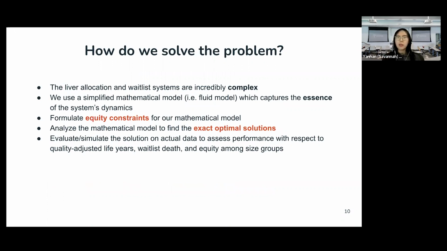Think about all the patient health condition changes dynamically over time. So we use a simplified math model, namely the fluid model, that captures the first order and the essence of the system's dynamics. And we formulate equity constraints for the problem to enforce equity expectations. And we analyze the model to find the exact optimal solution, from a problem which was traditionally believed to be intractable. And then we evaluate the solution based on actual data.